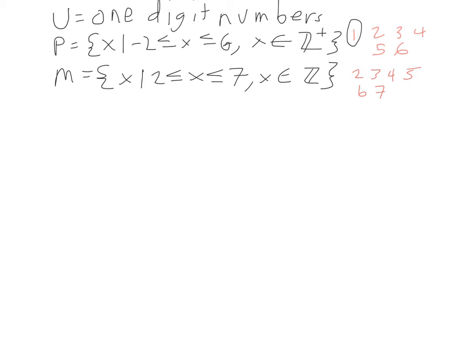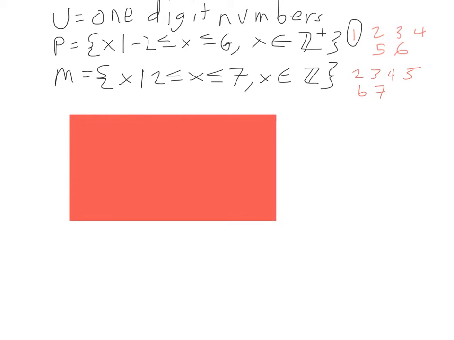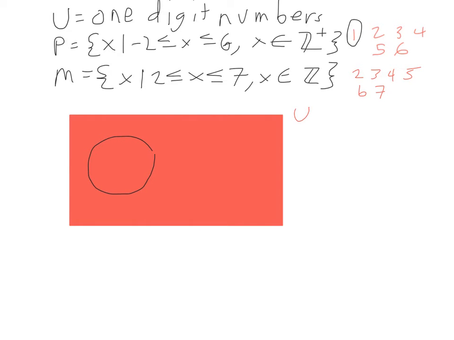Let's look at our Venn diagrams. Here is our universal set, which is U. Now inside of this, we're going to put P. P is 1 through 6. That's P. And then we've got M, which overlaps in great part with P. So this is a Venn diagram of P and M inside of U. P and M overlap, but neither one is inside of the other.